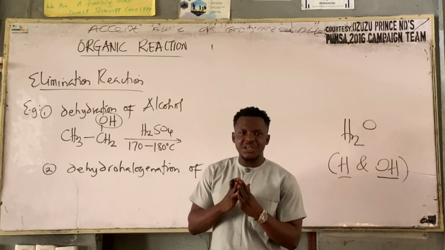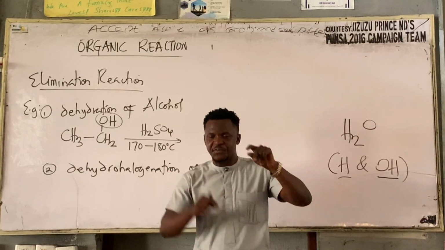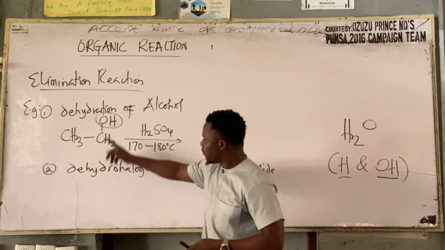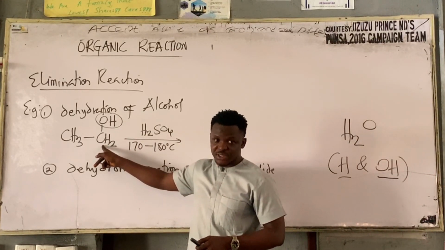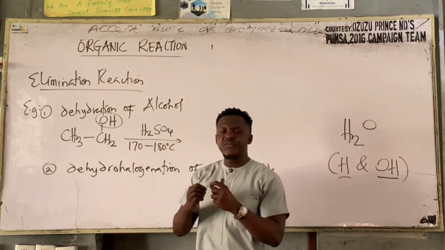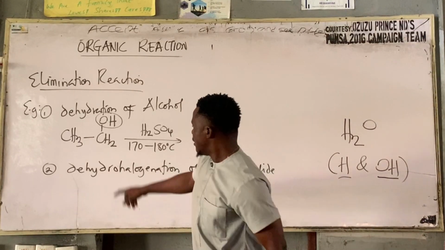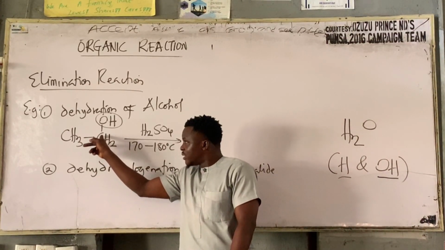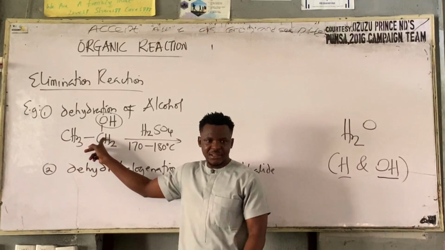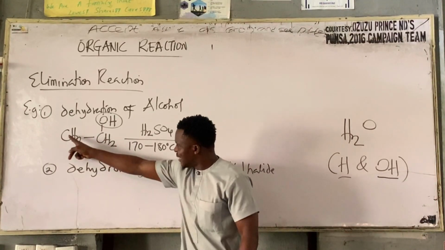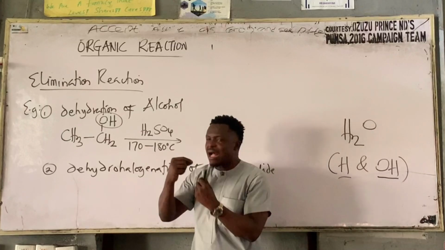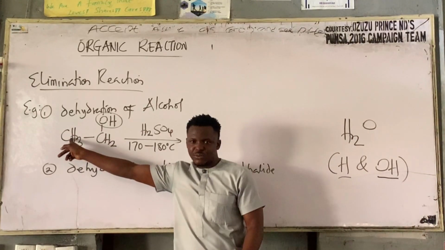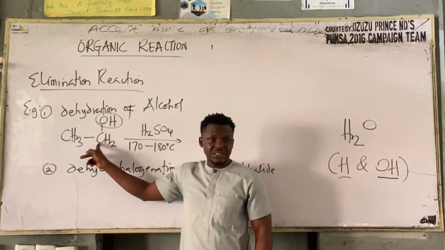Now, in an elimination reaction, you cannot remove two components from the same carbon. You cannot remove OH from this carbon and still want to remove the H. It's not possible. So that is why you remove it from the adjacent carbon. The carbon adjacent to this one is the one directly attached to it, which is this one here. So if I remove OH from here, I will have to remove the other component of water from the other carbon. I cannot remove two of them from this one.